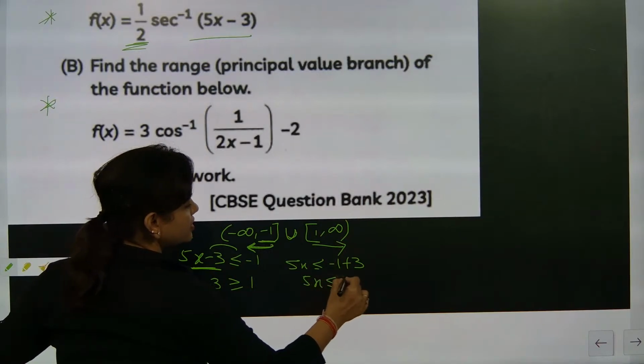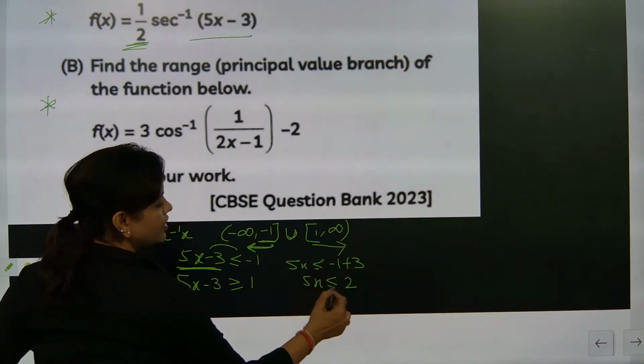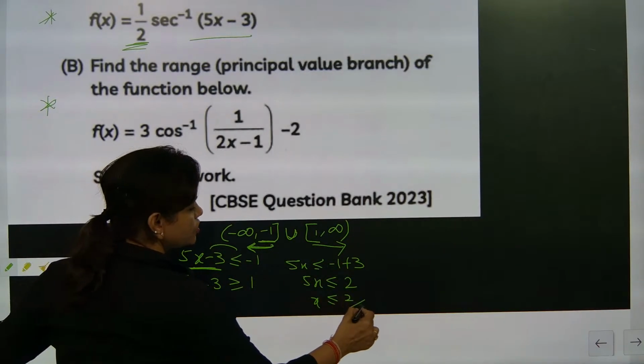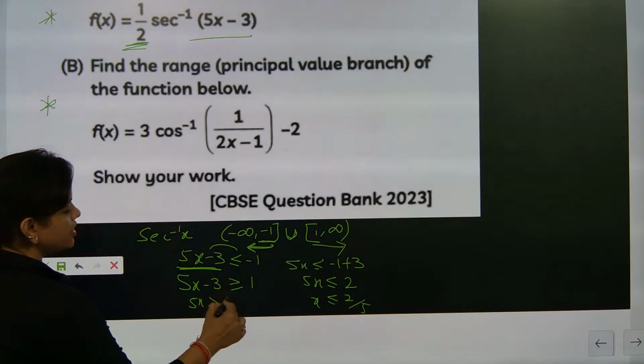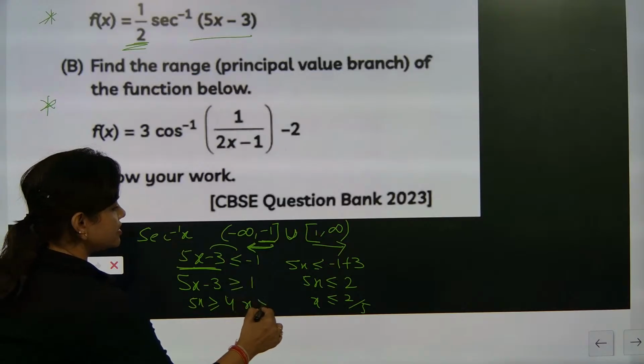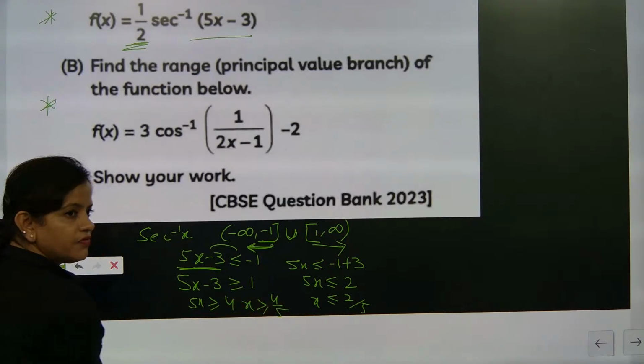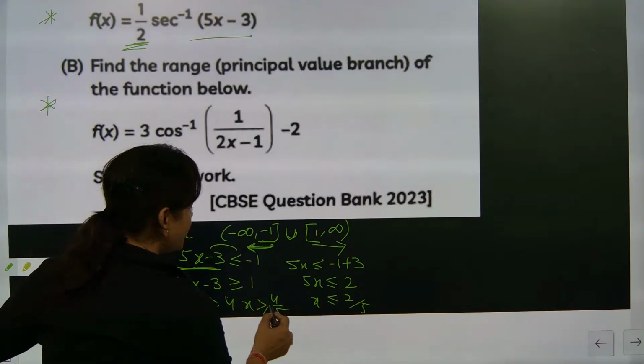So 5x is less than or equal to 3 minus 1, which is 2. So x is less than or equal to 2 by 5. And here 5x is greater than or equal to 3 plus 1, which is 4. So x is greater than or equal to 4 by 5.